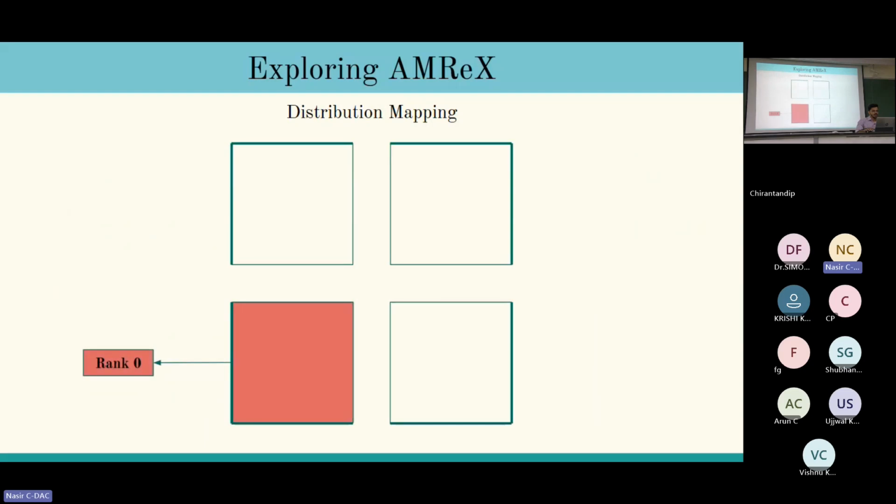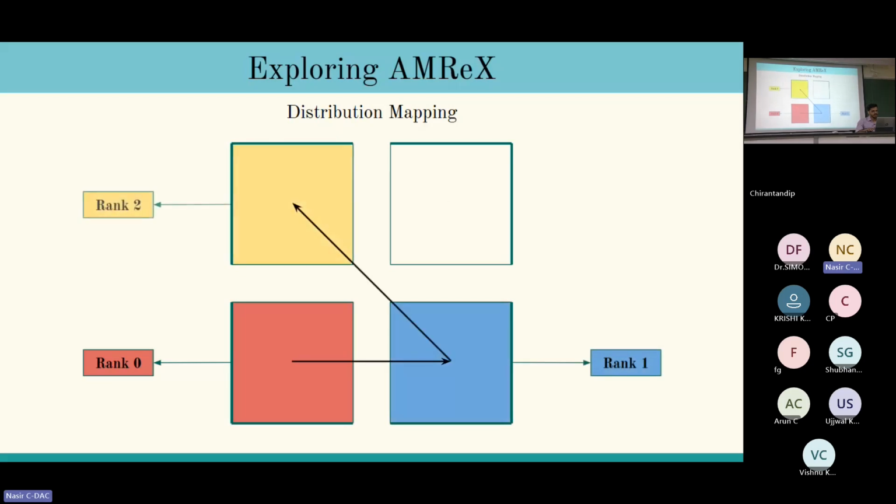Let's say I map the first one to rank 0, the next to rank 1, then rank 2 and rank 3. I've followed a certain set pattern here. If you want, you have the option to change the mapping pattern as well, depending on how you want to do it. Let's say we've just mapped it in an inverse Z order.